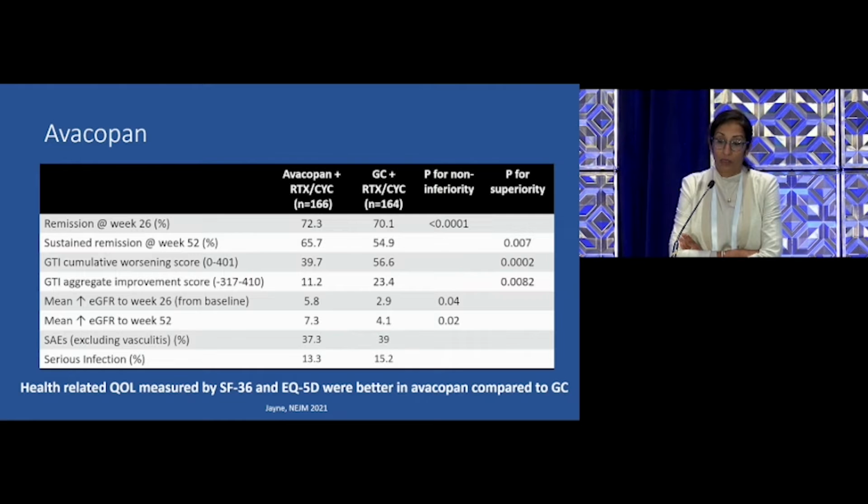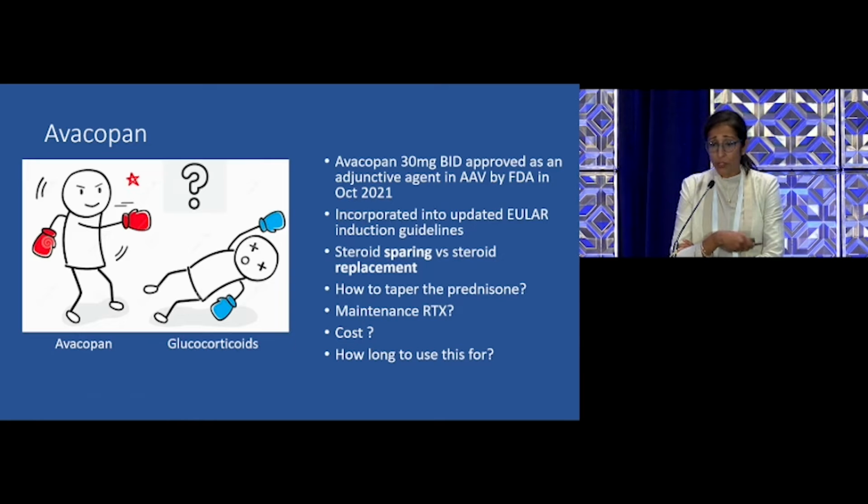Not surprisingly, the patients who were given Avacopan had less toxicities from steroids because they were given less steroids, and the side effects were about the same in both arms in terms of serious infections. Quality of life was better with the Avacopan drug. So FDA approved it, and it's now approved in Europe as well. So, are we out of the woods with steroids? Not completely. It is considered a steroid-sparing agent, not a replacement for steroids, because there were some steroids given even in the patients in the Avacopan arm. But it is approved at 30 milligrams twice a day to be used as an adjunctive agent for inducing remission in patients who have relapsing or new disease with ANCA vasculitis.